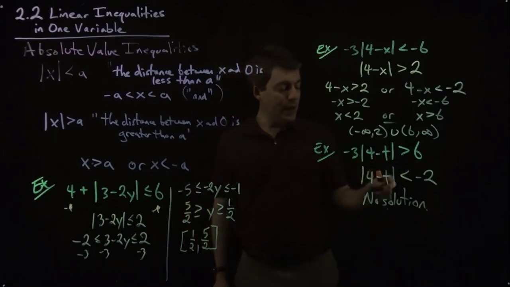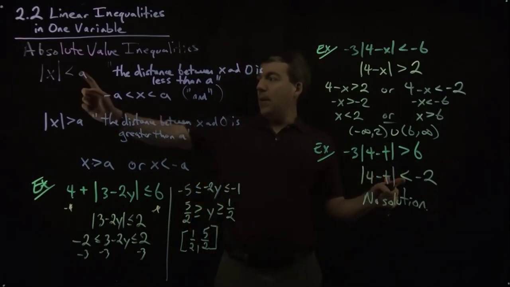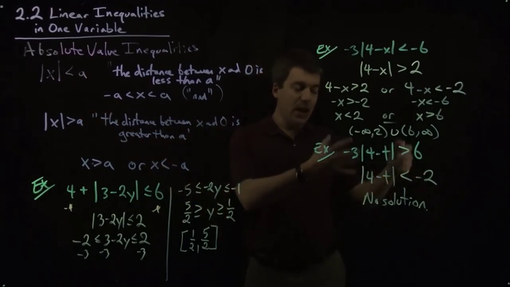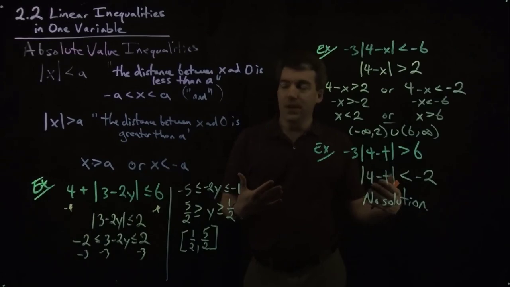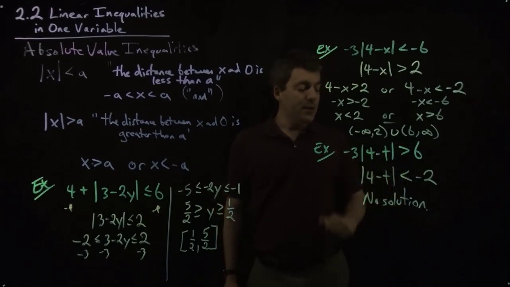You could, of course, since this is an and type inequality, set this up and work it out. You would see that the intervals are disjoint. There's no overlap, and so this would not work.